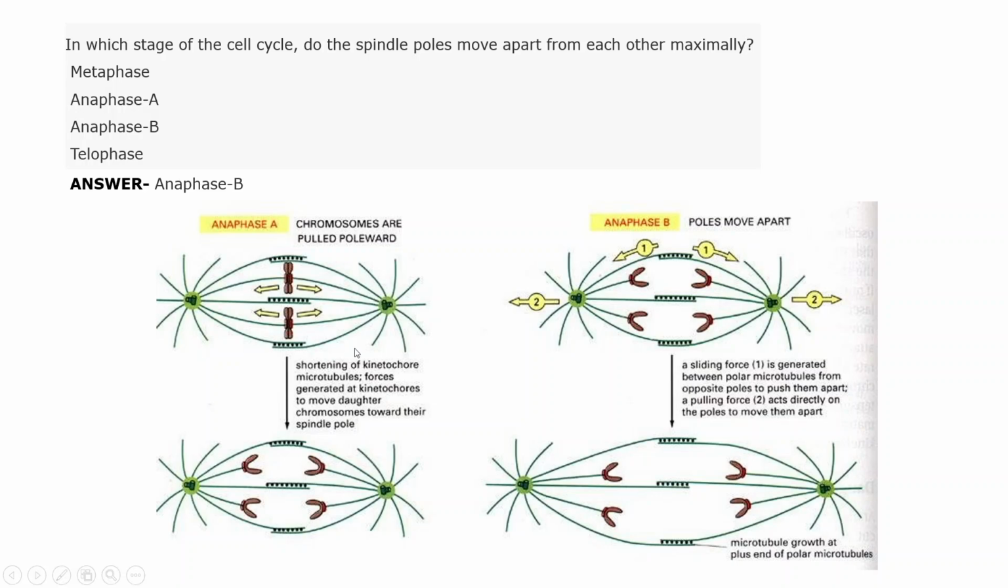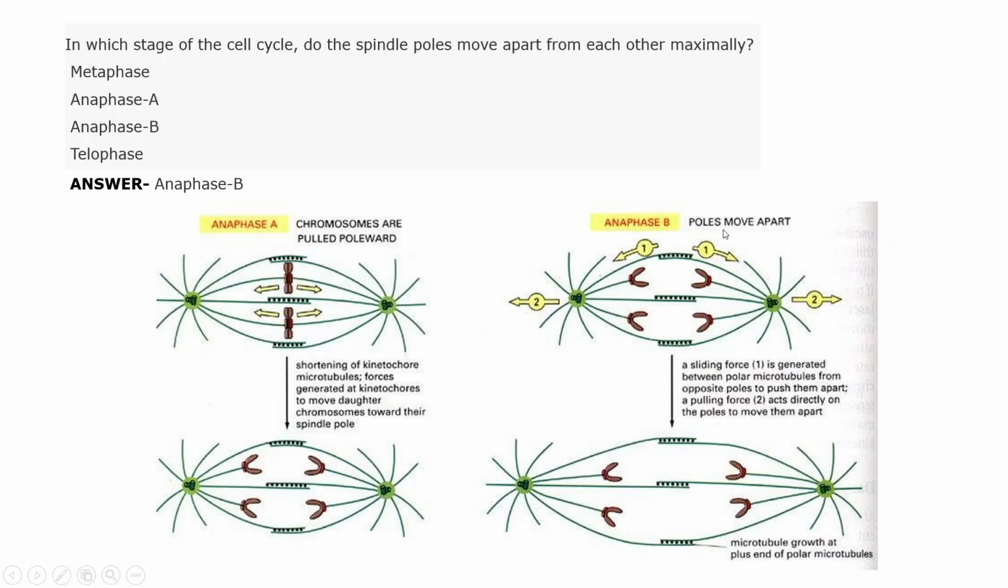It leads to shortening of kinetochore microtubules, and the force generated at the kinetochore by the microtubules helps in the movement of daughter chromosomes to the spindle poles. You can see that there. However, the force that is exerted in anaphase A is reduced as compared to that of anaphase B.